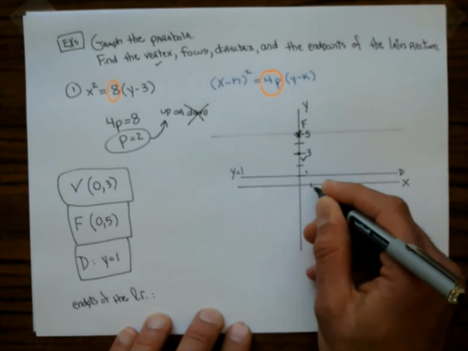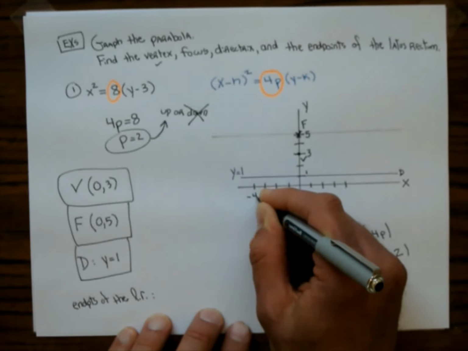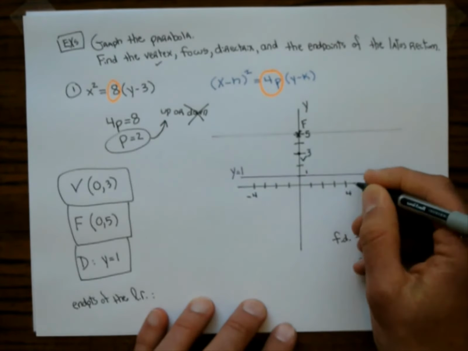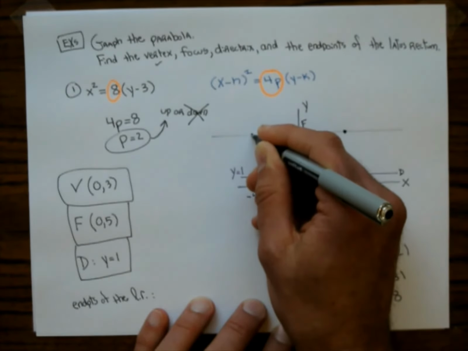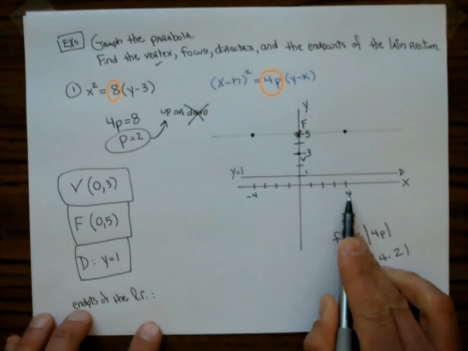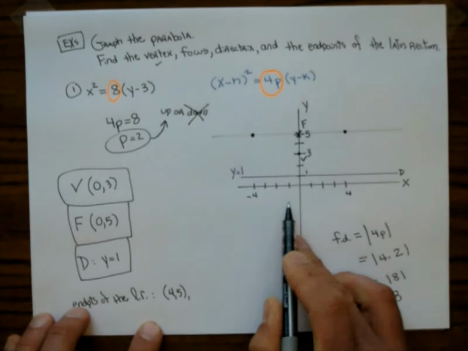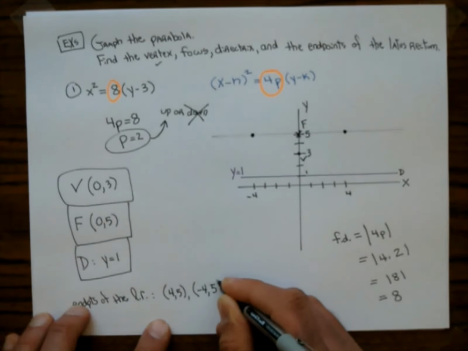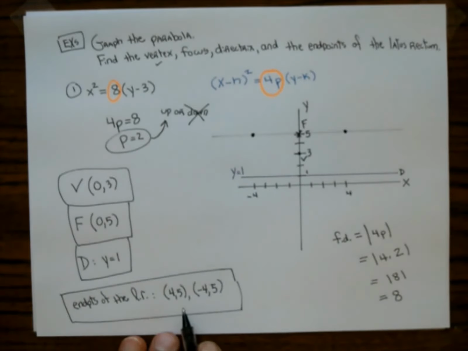So I'm on the x-axis. 1, 2, 3, 4. 1, 2, 3, 4. And so let's go ahead and put a point right there and a point right here. Now those endpoints happen to be 4, 5. And the other one is -4, 5 as well. Now what we could have done is write ±4, 5 for this example.